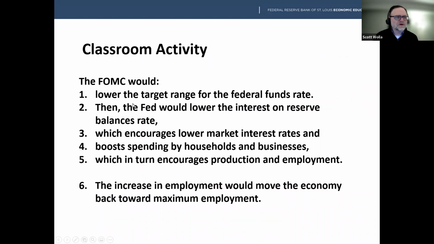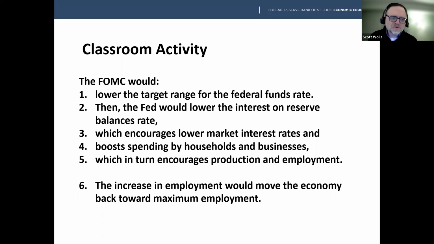All right, so in this scenario, the FOMC would lower the target range for the federal funds rate. Then the Fed would lower the interest on reserve balances rate. So the students with these cards would raise and lower the cards to reflect that. This encourages lower market interest rates.